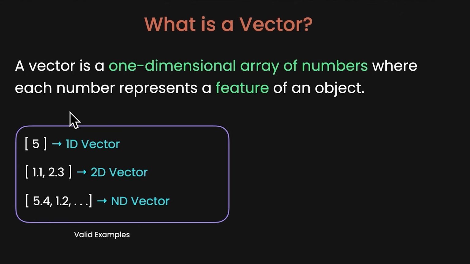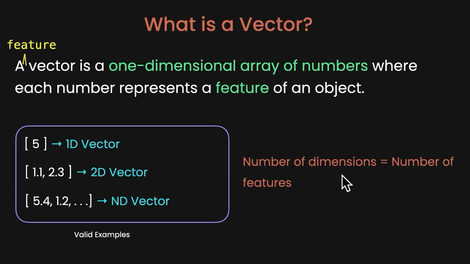Now there's one more part to this definition: each number represents a feature of an object, and that is why these are also called feature vectors. So now that we know what vectors are, let's understand what we mean by dimension. For example, this is a one-dimensional vector. This is a two-dimensional vector. What does it really mean? The number of dimensions is equal to the number of features in that vector. So here you can see a two-dimensional vector, which means it has two features in the vector that we have considered.